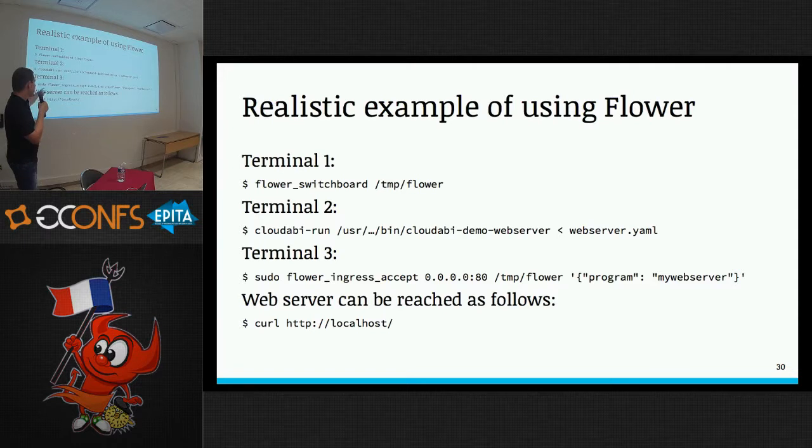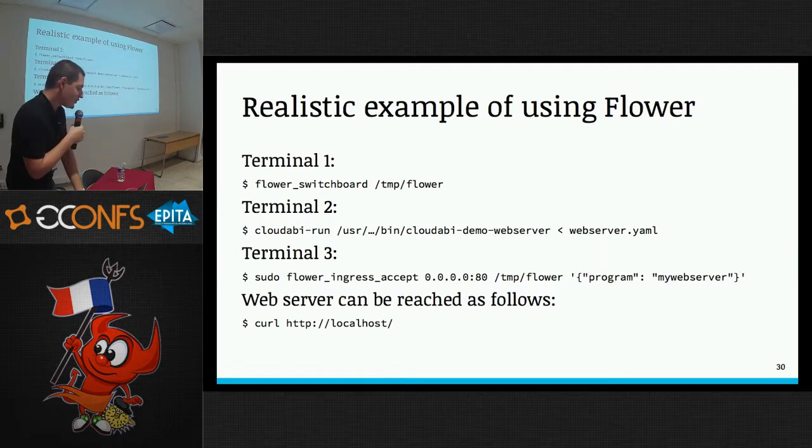Then there's another process called flower-ingress-accept. What that one does is it binds on a TCP port number and calls accept in a loop to accept incoming connections. But then it pushes the file descriptors into the Flower switchboard, which can then hand them over to a process on the other side. So when you run all of these three commands, you can finally run curl localhost, and you get a simple response from this web server.